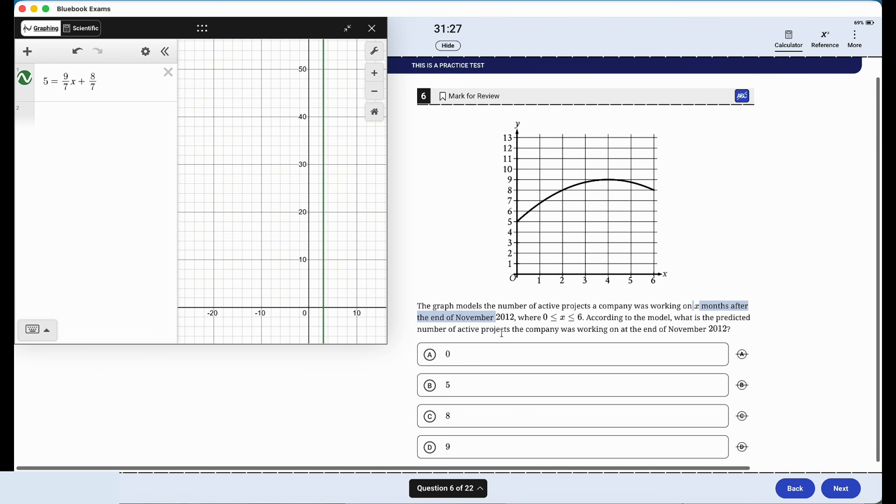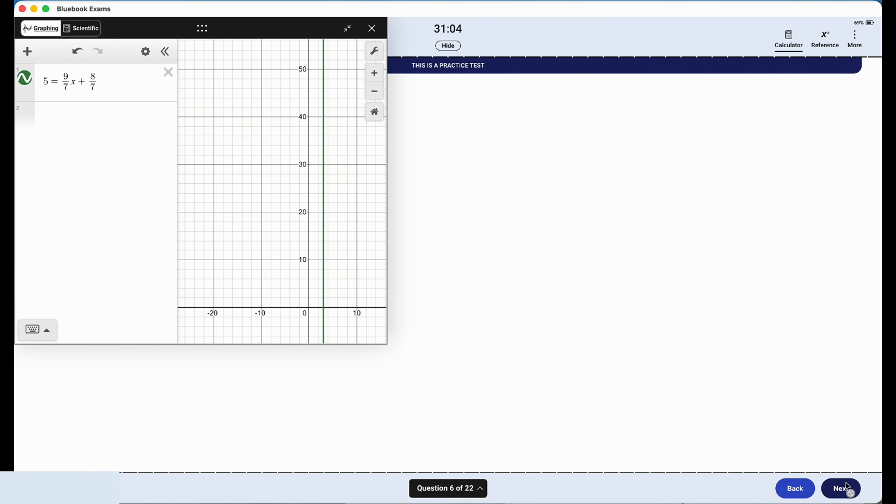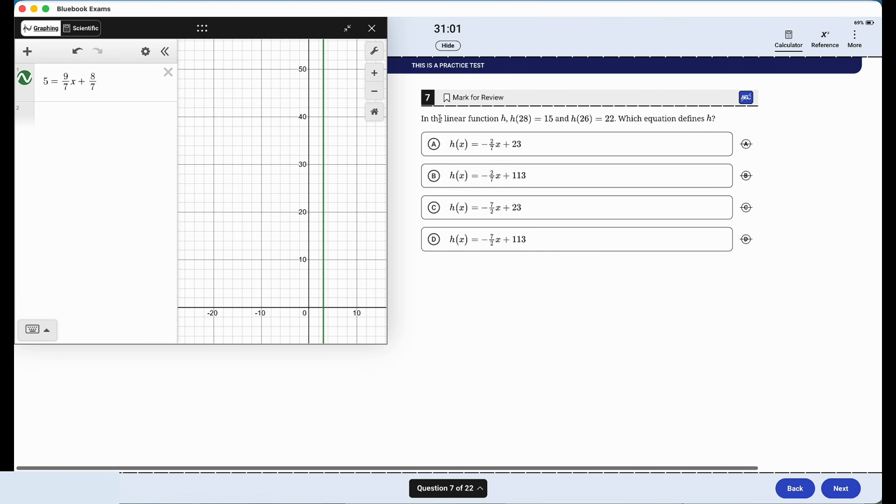So the question's asking you for how many active projects. We got to answer with a y, but the thing is you got to know for what value of x, right? And that's why this is the most important thing. It says X is the months after November 2012. So if they're asking you at November 2012, right? Well, that's 0 months after November 2012, right? So we want to go to where X is 0 and we see the Y is 5, right? So no real math to do there, no Desmos. You just got to read and be careful reading, right?